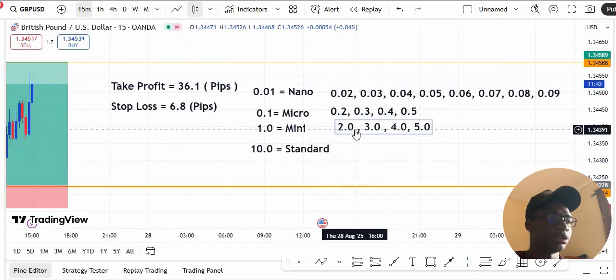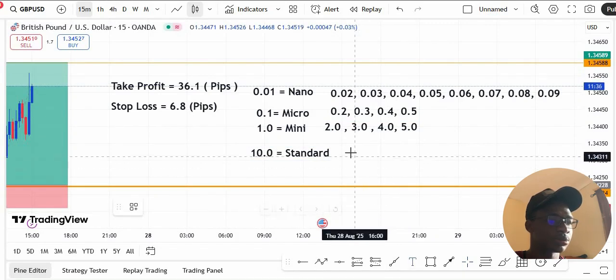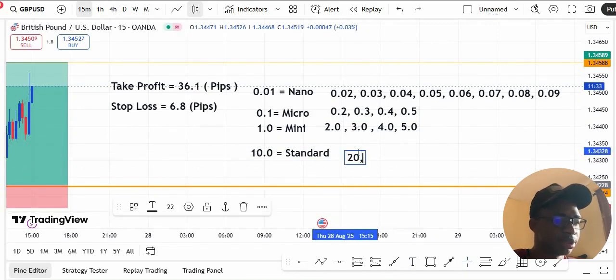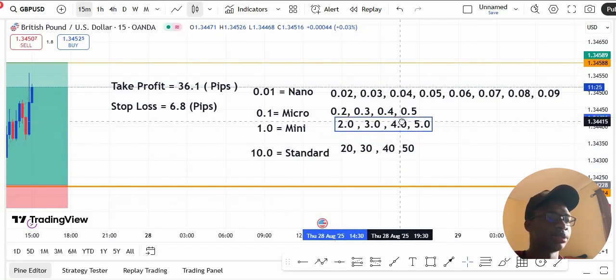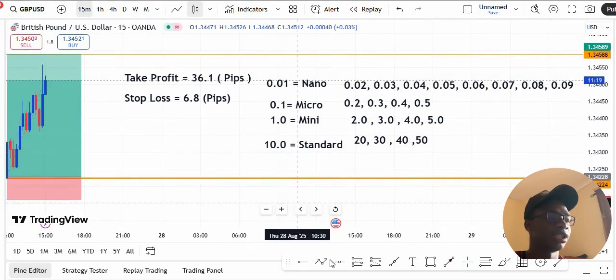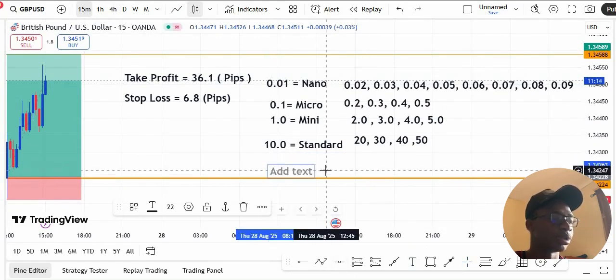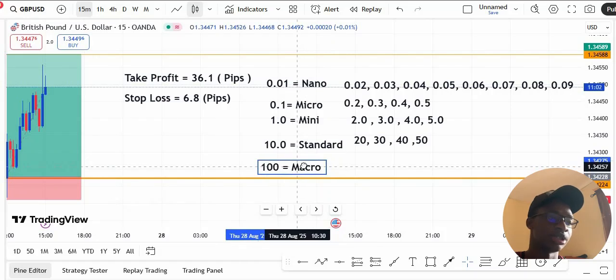Then this one is also going to be 20, 30, 40, 50. You get my point. So this is it right there. These are the lot sizes. Then we have the big one, which is 100 here. There's one called the macro lot size. Those are the big boys' numbers. 100, yeah, those are the macro. If you are dealing with this number, I know you're a billionaire or a millionaire. You get what I mean?